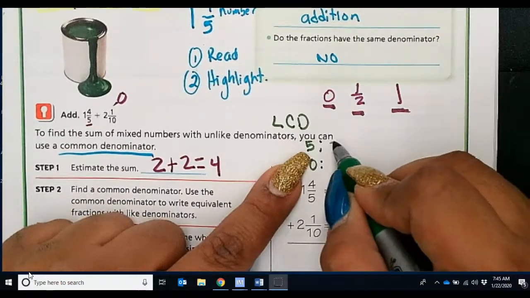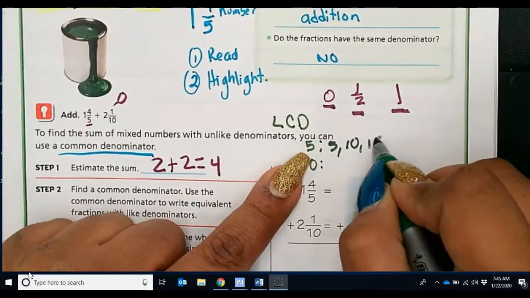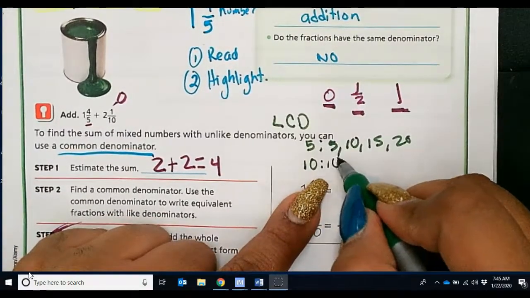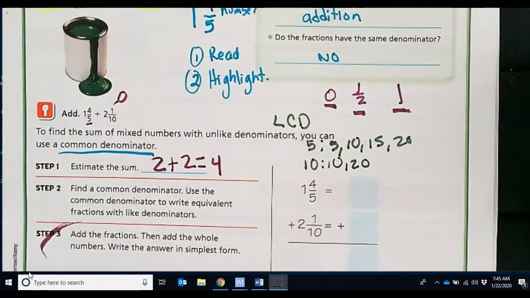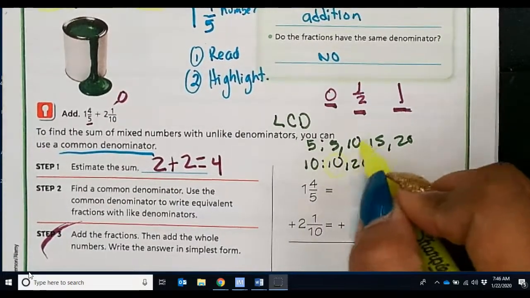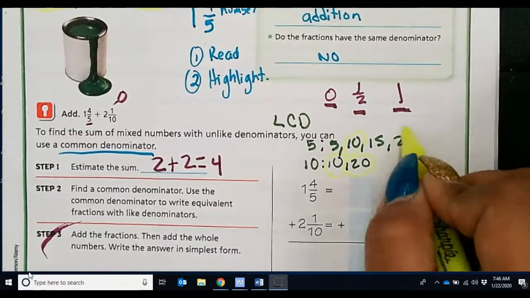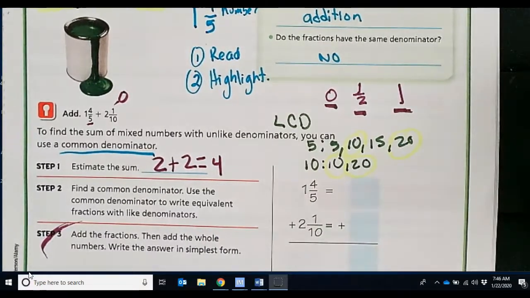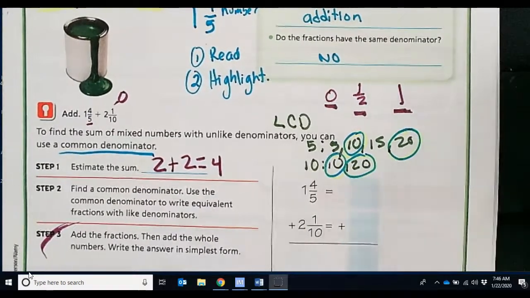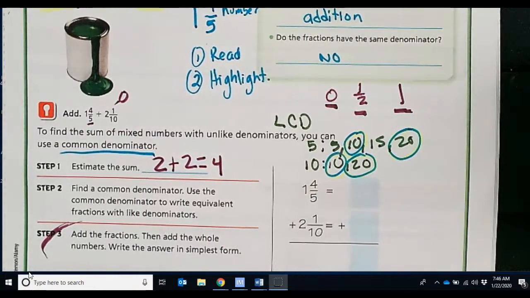So my multiples of 5 is 5, 10, 15, 20. I'm going to stop right there. And now the multiples of 10, 10, 20. I'll stop right there. And do you notice that we have a couple common denominators here? The 10 and the 20. But which one is the least? Which one's the smaller one? 10. That is correct. Your smaller one is 10.